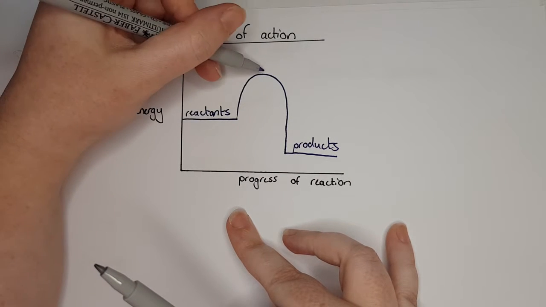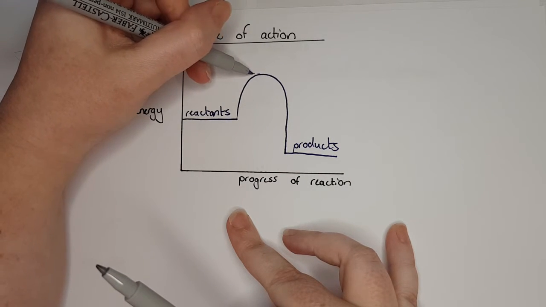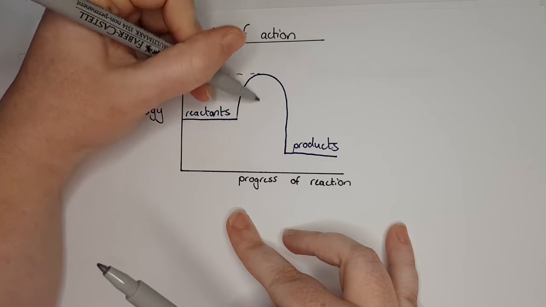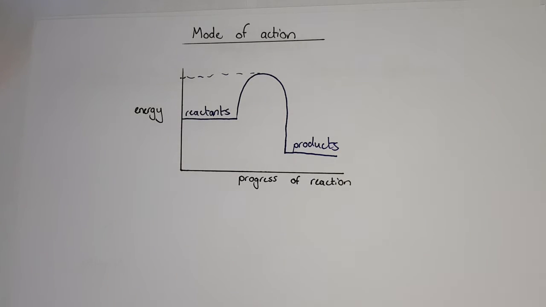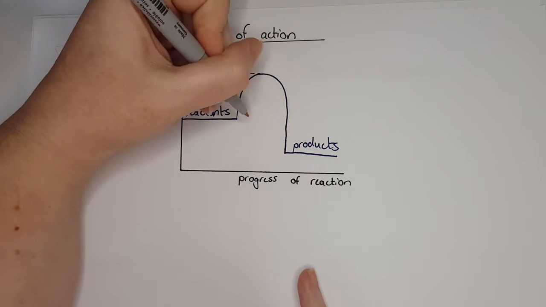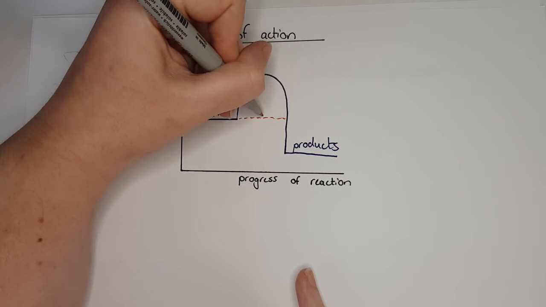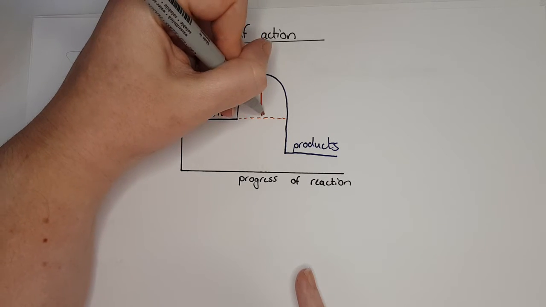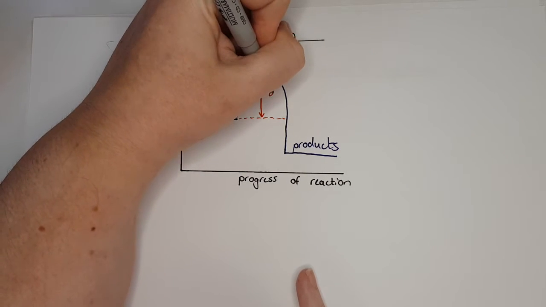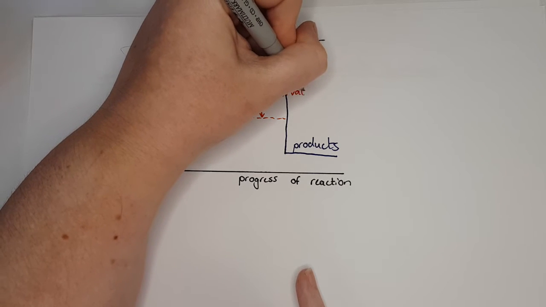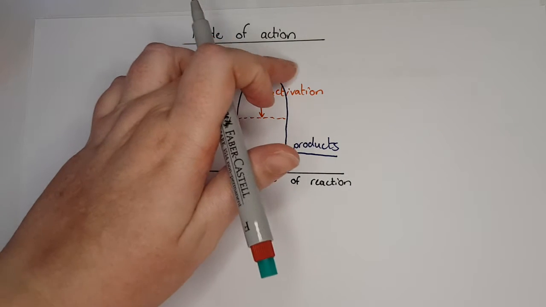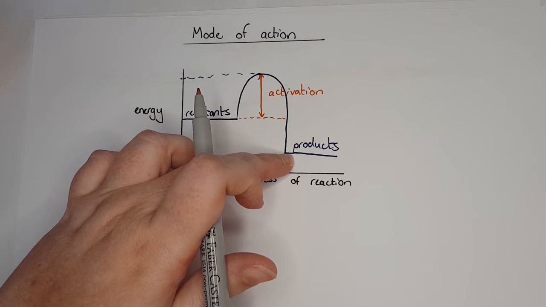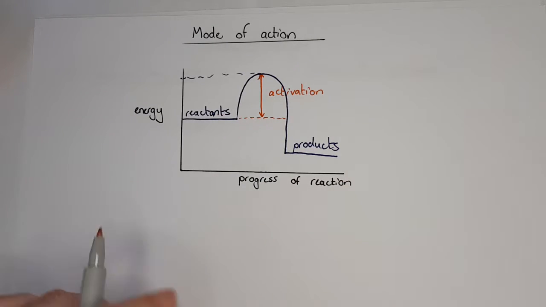Like that. So this amount of energy that we look at, that's how much energy is needed for a reaction to take place. And from where our reactants start up to where it needs to be, we call that the activation energy. So without the activation energy, a reaction can't take place. Once that activation energy is reached, then we can form products.